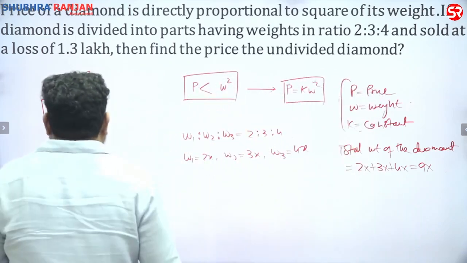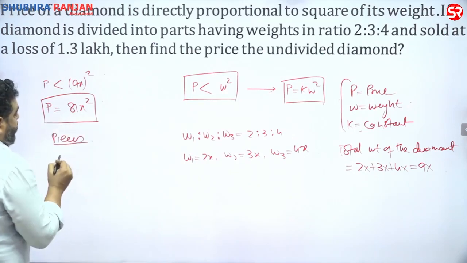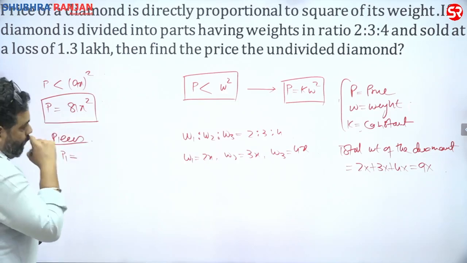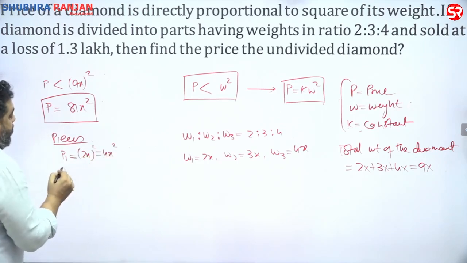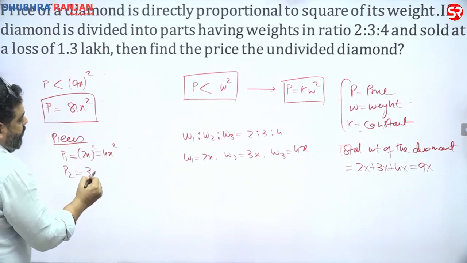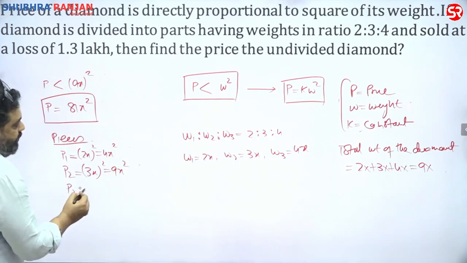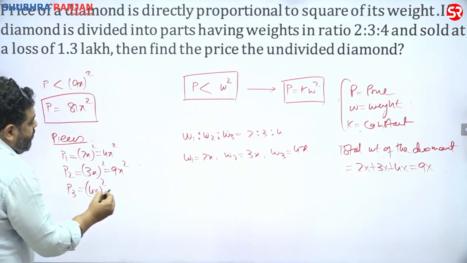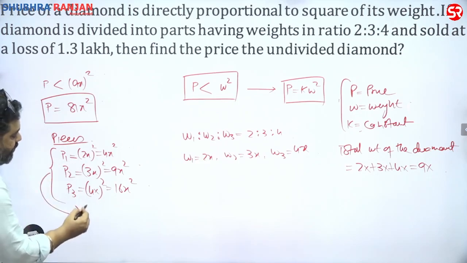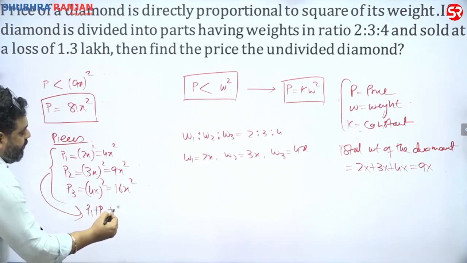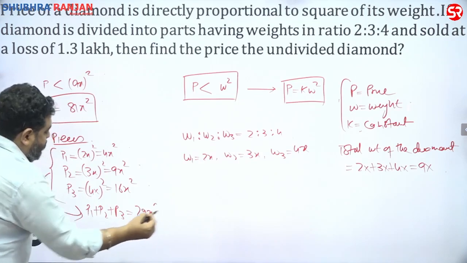और अगर टुकड़ों की बात करो, if I talk about pieces, so in that case price of first would be 2x का whole square, which is 4x square. Price of second would be 3x का whole square, which is 9x square. And price of third is going to be 4x का whole square, which is 16x square. So total price of pieces would be P1 plus P2 plus P3, which comes out to be how much, guys? Adding it, it is 29x square.